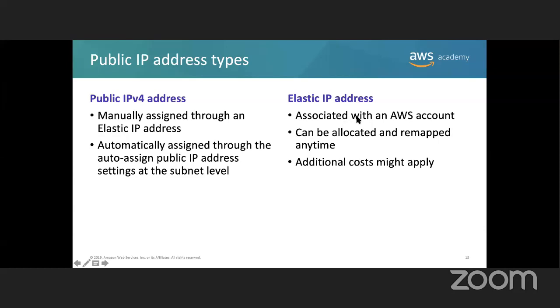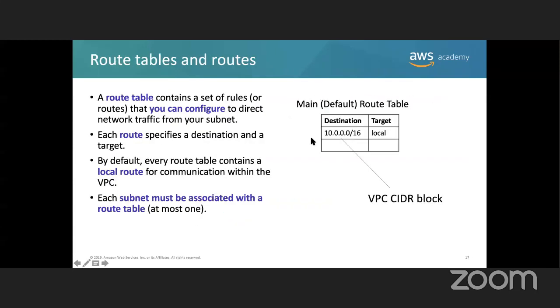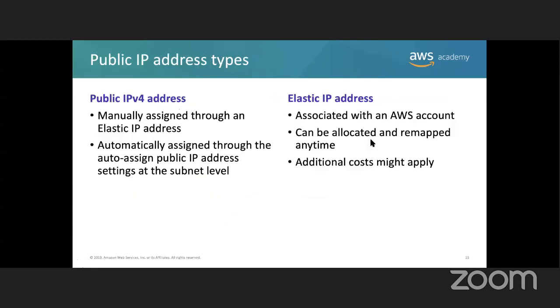An elastic IP address is associated with an AWS account. It can be allocated and remapped anytime. It's only one IP address per EC2 instance. You cannot associate the same IP address with another EC2 instance. Okay, it's only one. You will have to disassociate it and then associate it again with another one. So when it says you remapped anytime, it means disassociate from one EC2 instance and associate it to another one. Okay, additional cost might apply. It says might apply because the first one, as long as it is attached to one EC2 instance that is running, it's free. But other than that, you're going to pay for that.